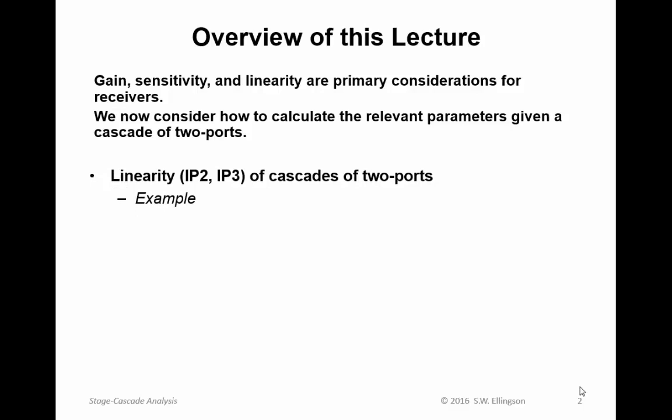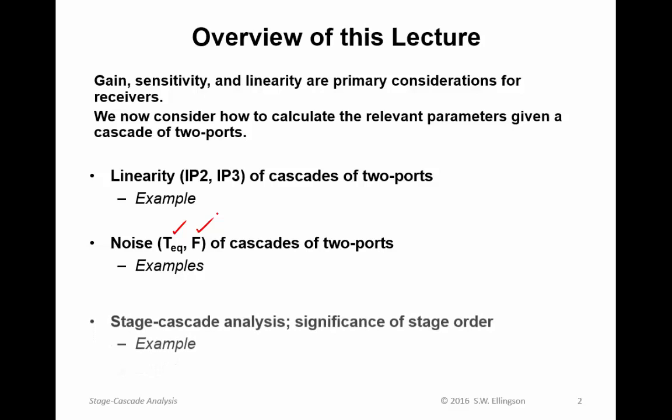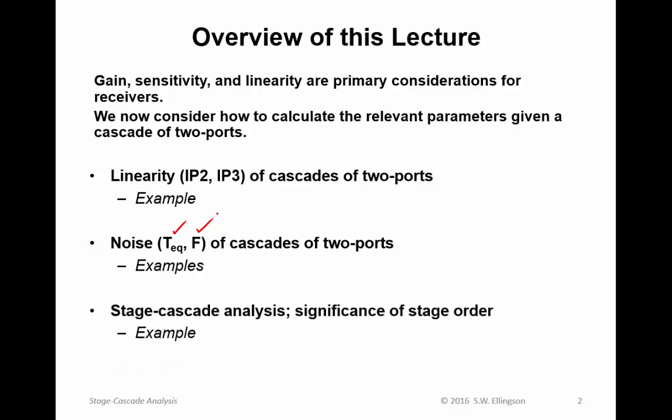So first we'll talk about linearity, specifically in terms of second order intercept and third order intercept, and we'll do that for cascades of two ports, and I'll show you an example. We'll talk about the noise of cascades of two ports, and there we'll be using the parameters of equivalent noise temperature and equivalently noise figure. And then we'll get to stage cascade analysis of both of these types of parameters jointly, and we'll talk about the significance of stage order. And I'll show you an example.